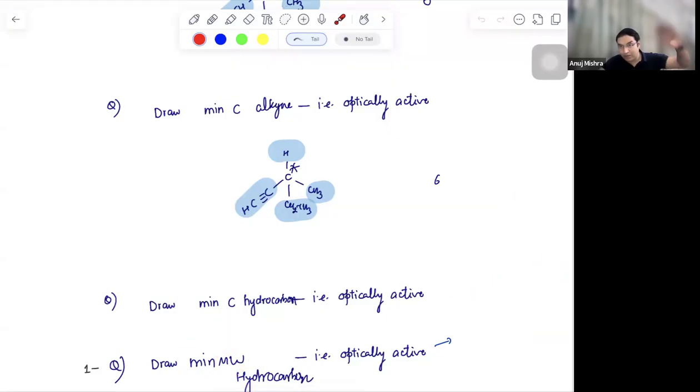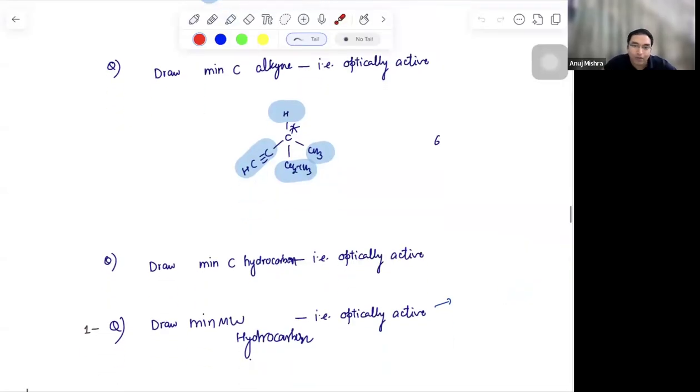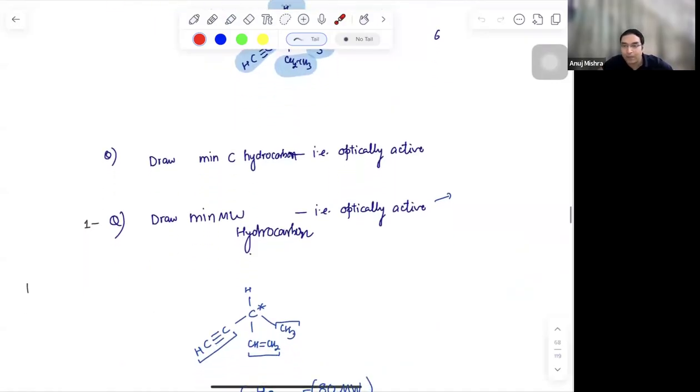How many people understand this? Is that okay? Raise your hand if it's clear. How is this helping you? Because if it is a single bond, there will be more hydrogen. If it is a double bond, I can save 2 hydrogens. So molecular weight will also come down. So the correct answer is this: 1 CH3, 1 double and 1 triple bond.